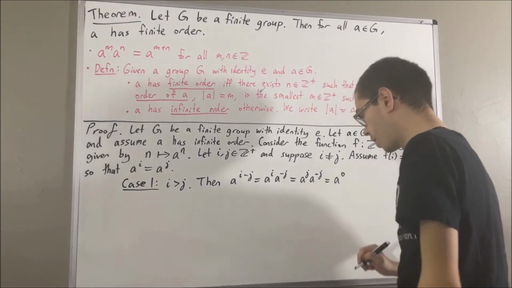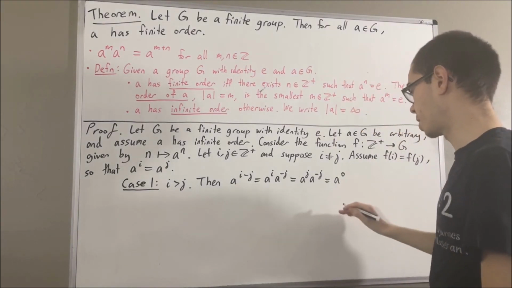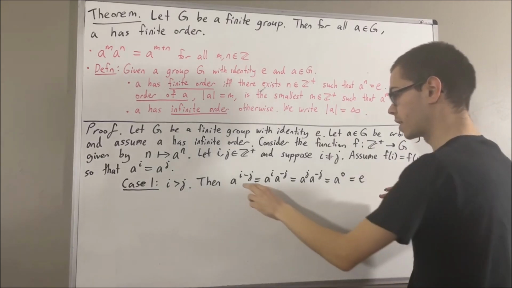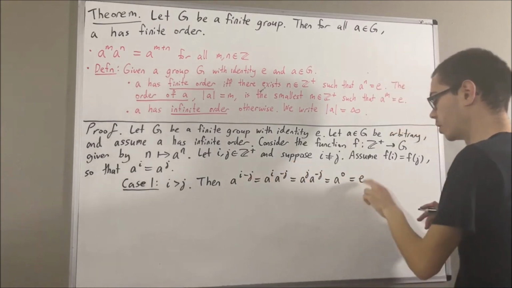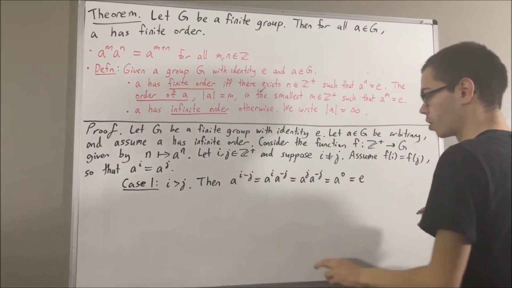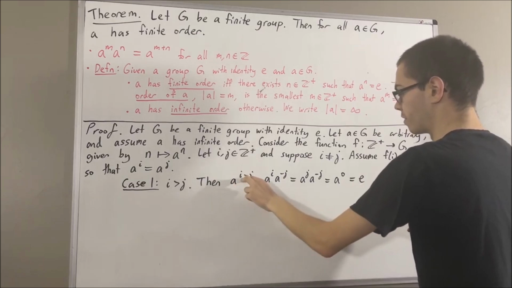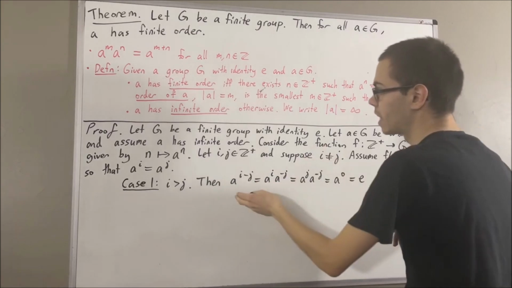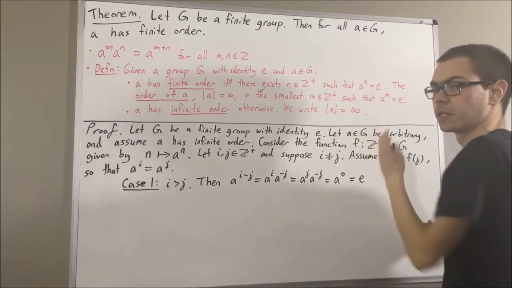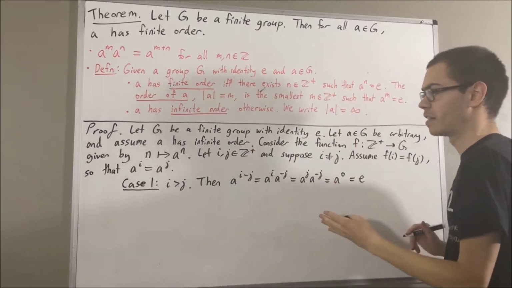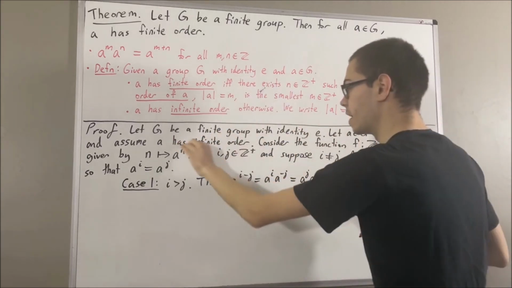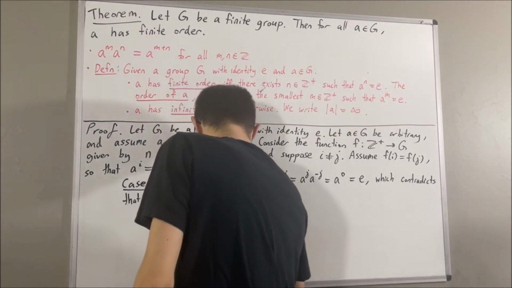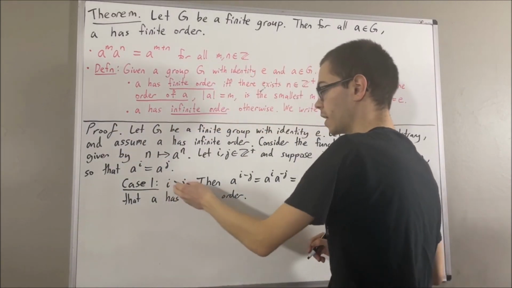to the power of 0, and from the definition of exponentiation, we know that a to the power of 0 is the identity element. So this shows that a to the power of i minus j is equal to the identity element. Or in other words, we have that a to the power of a positive integer is equal to the identity element. And that means that a has finite order by definition. But this contradicts the fact that we're assuming a has infinite order. So this completes the case that i is greater than j.